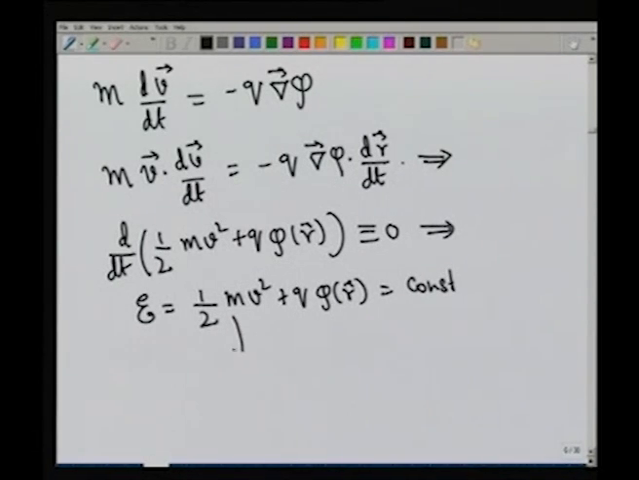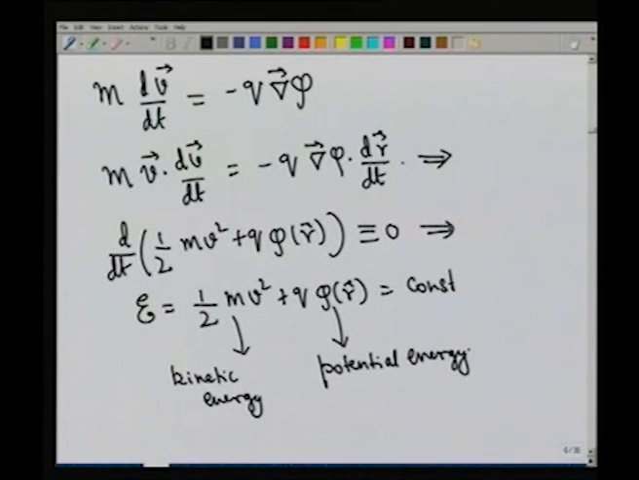Now, half mv squared is identified to be the kinetic energy of the particle, and q phi of r is nothing but the potential energy. So, the potential energy depends on the potential produced by the source and also on the charge carried by my test particle. It can either be positive or negative depending on the relative sign between the sources that are producing the field and the charge of the test particle themselves. This is a conserved quantity.